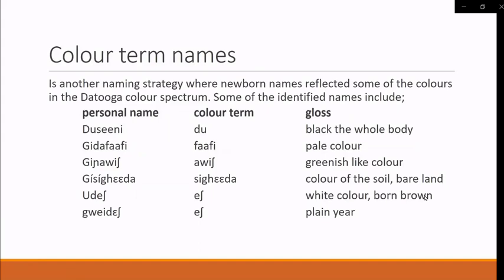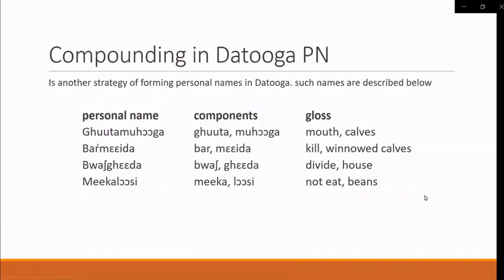Another one is naming from color terms. We have duseni, we have the color du, gida fafi, we have fafi, a pale color, and the likes, the others there are as shown and their colors. Again, we have compounding, like tamuhoga, that's mouth and curves, barmeida, bwashgeda, mekalos. These are examples of personal names formed through compounding, and they are as shown there.